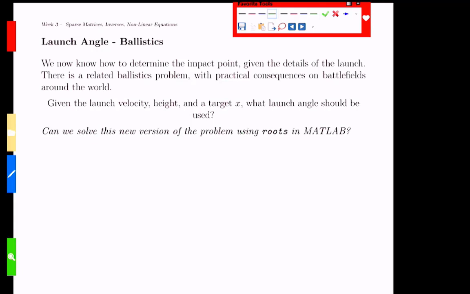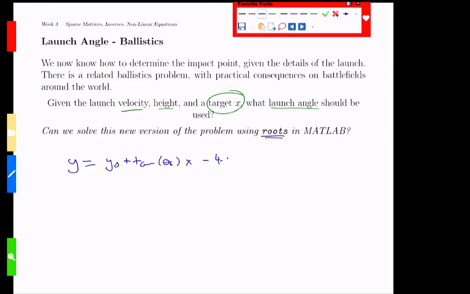Okay, so here's what we're going to try to do. We're going to be given the launch velocity, height, and a target x, and we're going to look for the launch angle. Is roots going to be the answer to this? Probably not, because what we have here is y equals y naught plus r plus tan theta naught x minus 4.9 over cos squared theta naught v naught squared x squared. And what we're going to do here is define some of the variables.